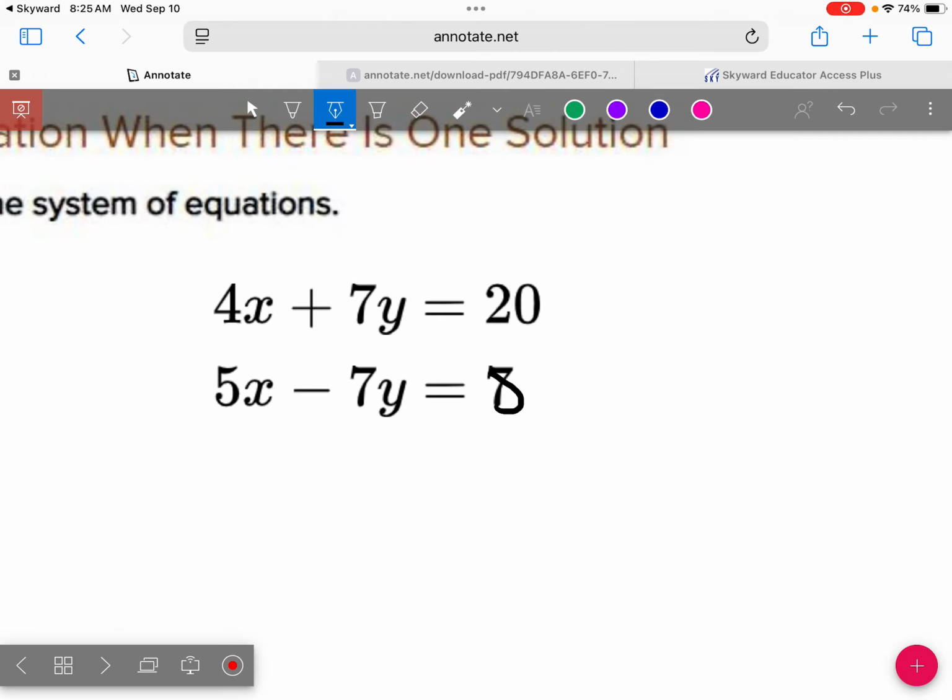So here are our first equations. What we're looking for when we're trying to do elimination is we need one of our letters to have the same number but with the opposite sign. So here are my two equations. I have 4x plus 7y equals 20. And I've got 5x minus 7y equals 8. 4x and 5x, they don't match. Well, not too nice. But if I look at my 7y and my minus 7y, they have the same number with the opposite sign.